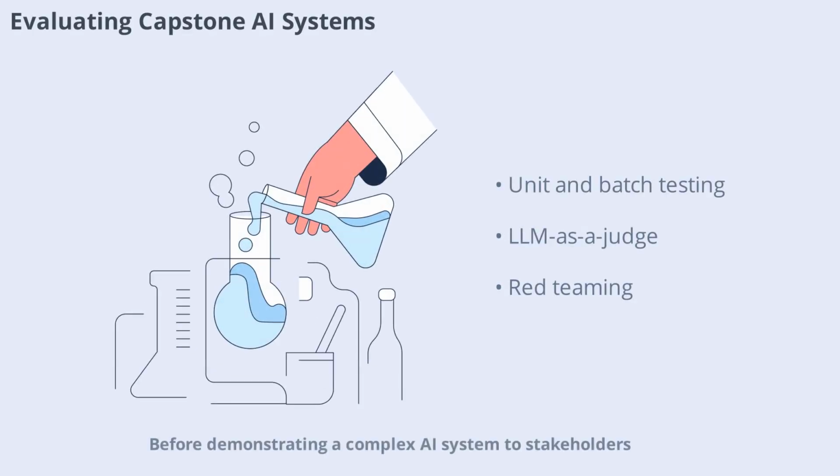For demonstrating a complex AI system to stakeholders, thorough evaluation is essential. Start with unit tests for core tools and custom logic. Next, run batch evaluations on benchmark test sets, using an LLM as a judge to assess reasoning and tool selection. Finally, conduct manual edge case testing, or red teaming, to verify security and guardrails under adversarial conditions. This multi-tiered validation ensures the system is robust and ready for production.